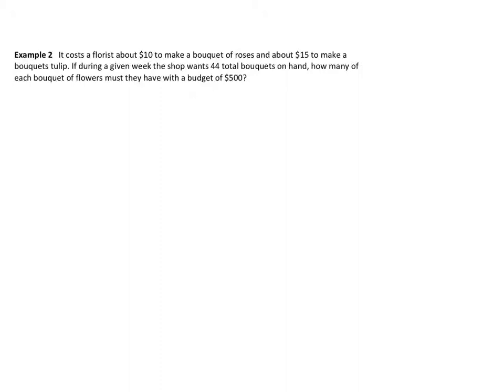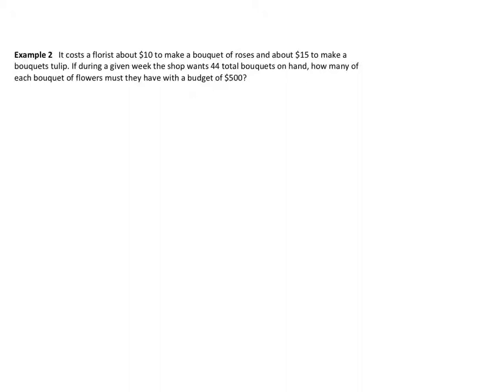So let's use a system of equations to solve the problem here in example 2. The idea is that there's a florist, and they have this budget of $500 to make bouquets of both roses and tulips, and it costs them $10 for the roses and $15 for the tulips. If they want to have 44 total bouquets on hand, and they have this budget of $500, how many of each type of bouquet should they have?